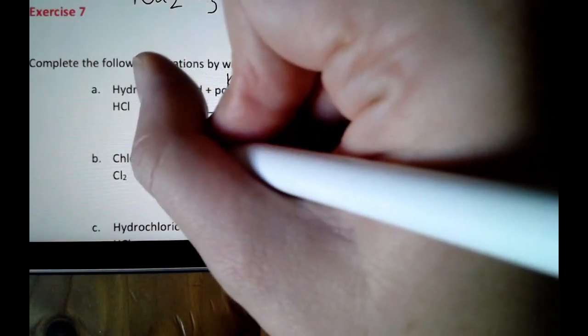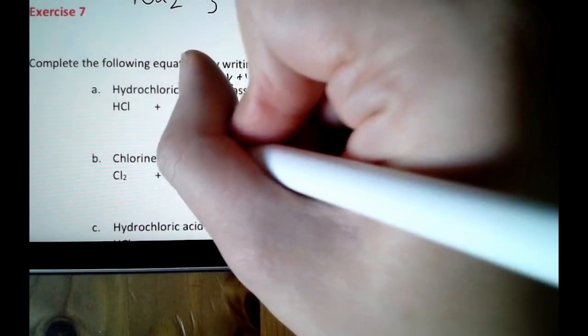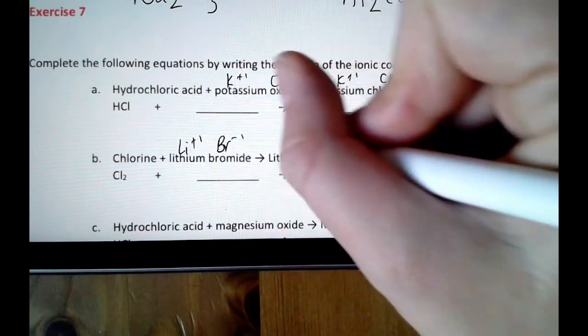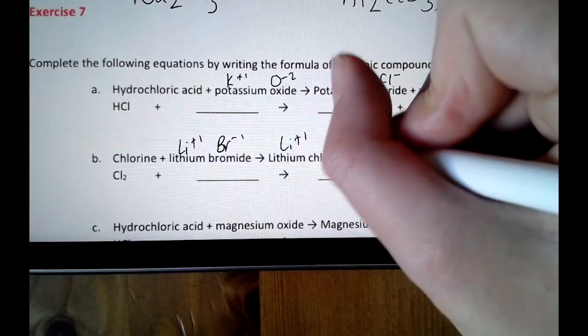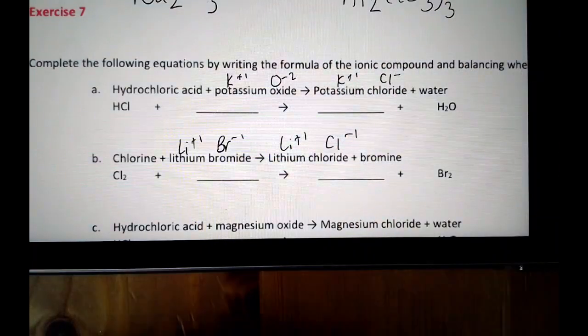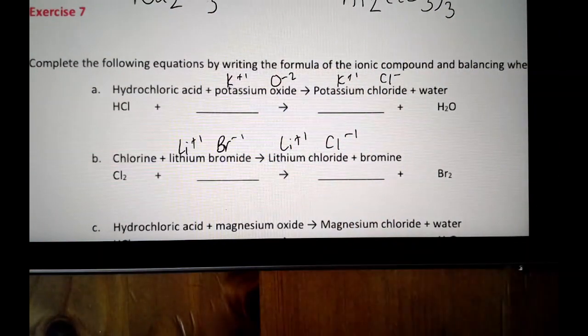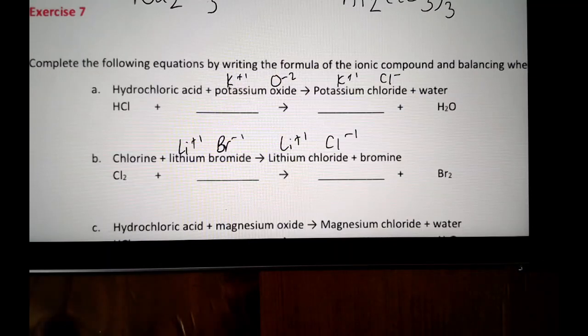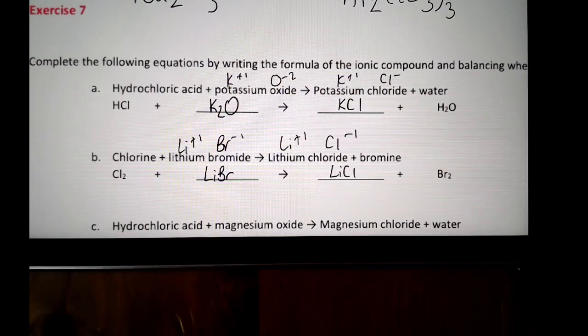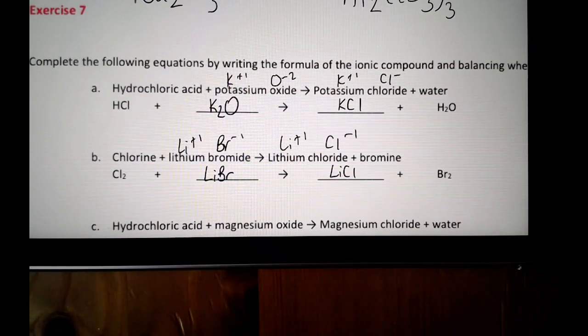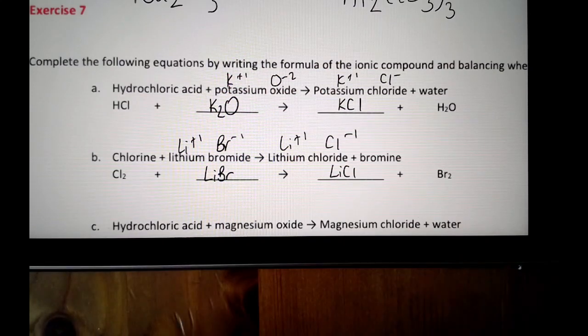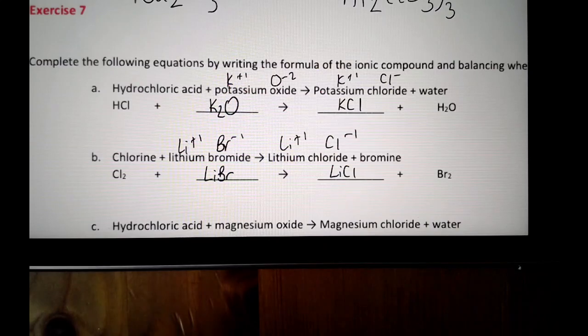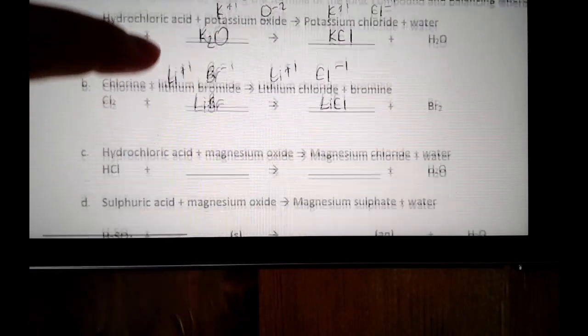And then down here, lithium is group 1, bromine is group 7, lithium group 1, chlorine group 7. So again, just press pause, use the charges I've given you to work out the formula of those ionic compounds and complete those equations. All right, so I filled in the answers for you there. I'm just crossing the numbers over just like we've done above. If these equations aren't balanced, you would then need to go back and balance. I'm just not going to do that here.